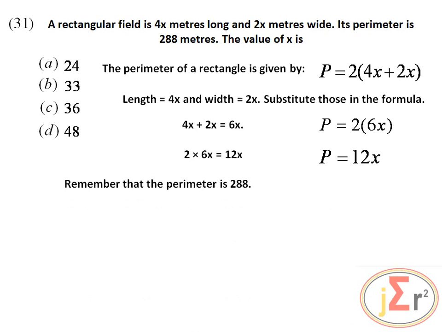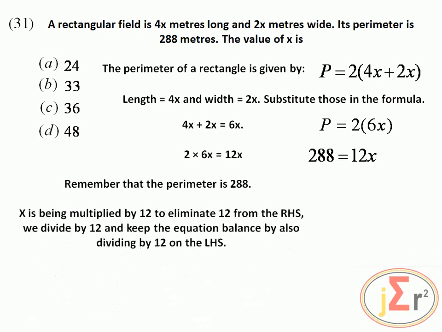Remember that the perimeter is 288. We have it right here. The perimeter is 288. Therefore, 12x is 288, or we may say 288 is equal to 12x. X is being multiplied by 12. Now we have an equation and we need to solve for x.